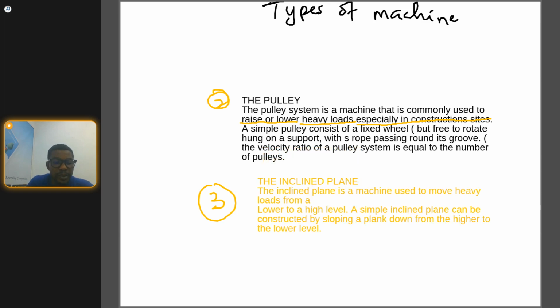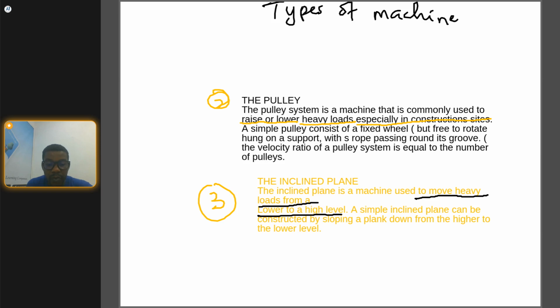Okay, the inclined plane is another type of machine. The inclined plane is a machine used to move heavy loads from a lower to a higher level.